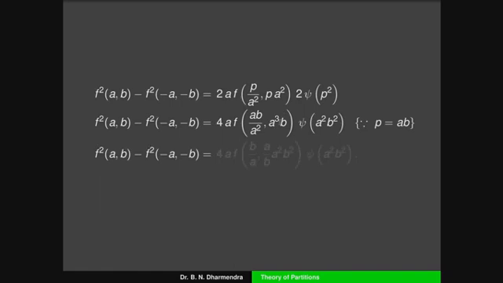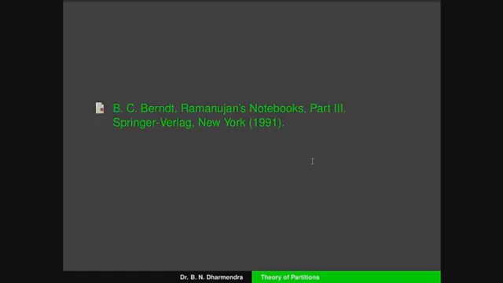So therefore the last result can be proved: f square of (a, b) minus f square of (minus a, minus b) is equal to 4 times a into f of (b by a, a by b into a square b square) into xi of a square b square. The reference is this one: B. C. Berndt, Ramanujan's Notebooks, Part 3, Springer-Verlag, New York, 1991.